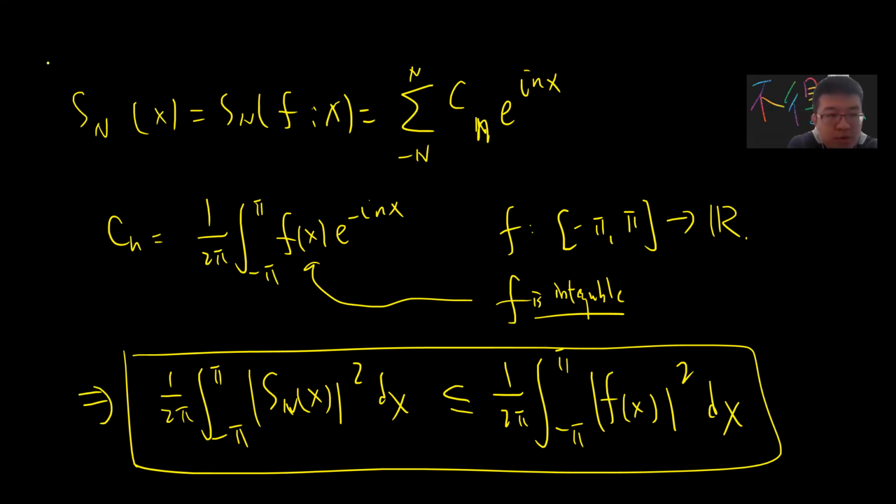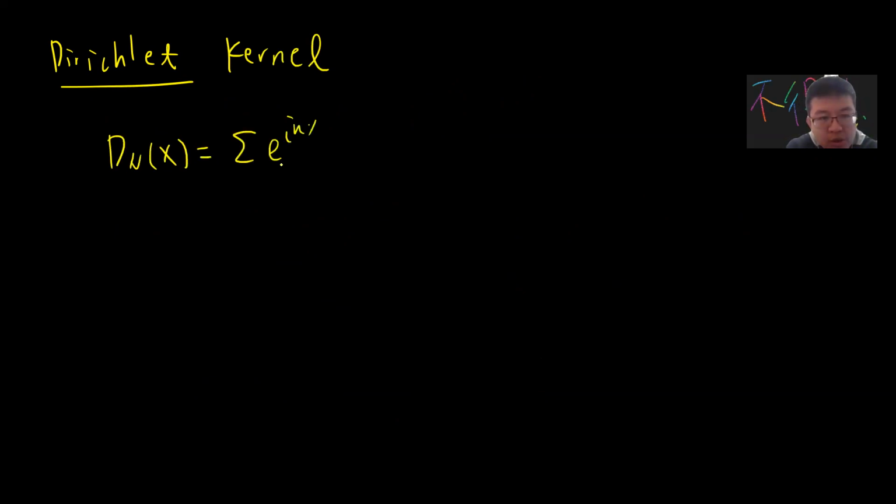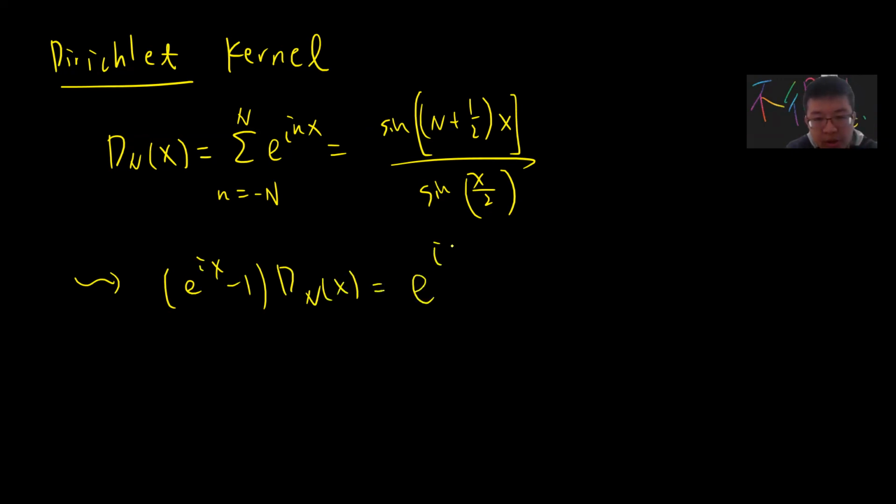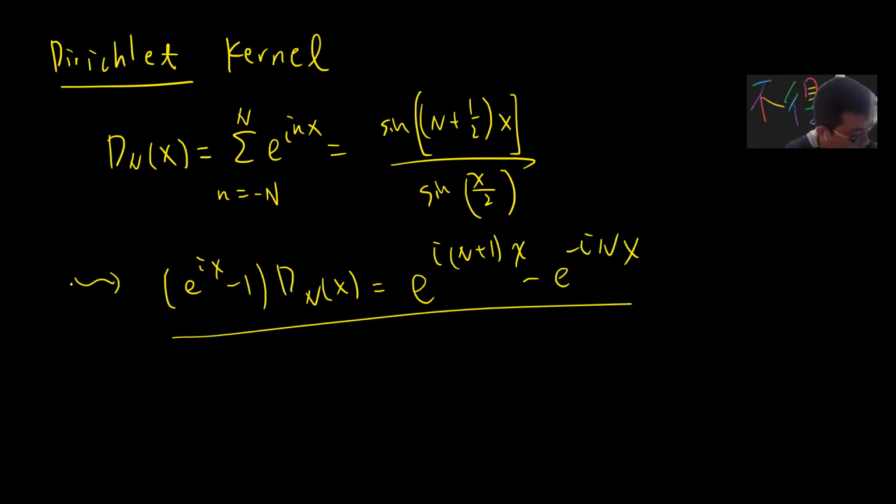Now let's introduce something more manageable to compute, called the Dirichlet kernel. The Dirichlet kernel is also very simple: D_n(x) is the sum of e^{ikx} for k from minus n to n. It is easy to compute this by geometric series, so the result will be this. You should be able to do the calculation easily to prove this equality. This is also simple.